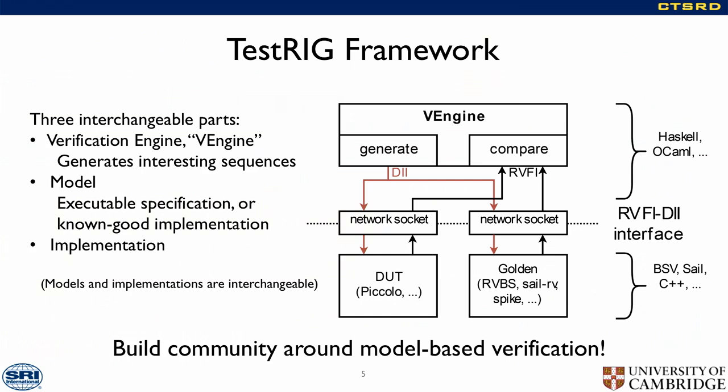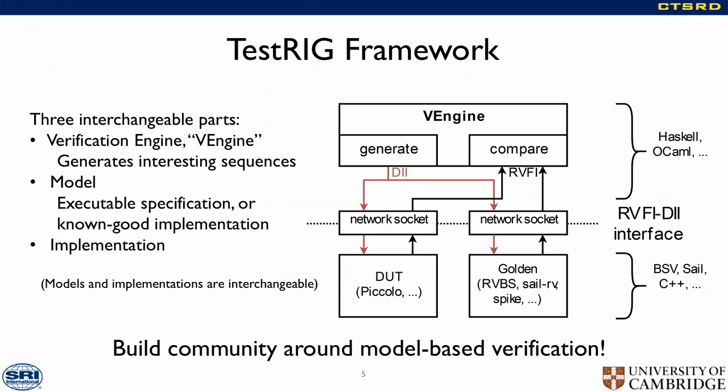They can communicate in an agnostic way across sockets. So the first interchangeable part is a verification engine, and this generates the instruction sequences and receives back the instruction traces, the state update traces, and ensures that the two are equivalent. And if it finds that they're not equivalent, it then has the opportunity to try to generate simpler traces or smaller traces that also show a divergence.